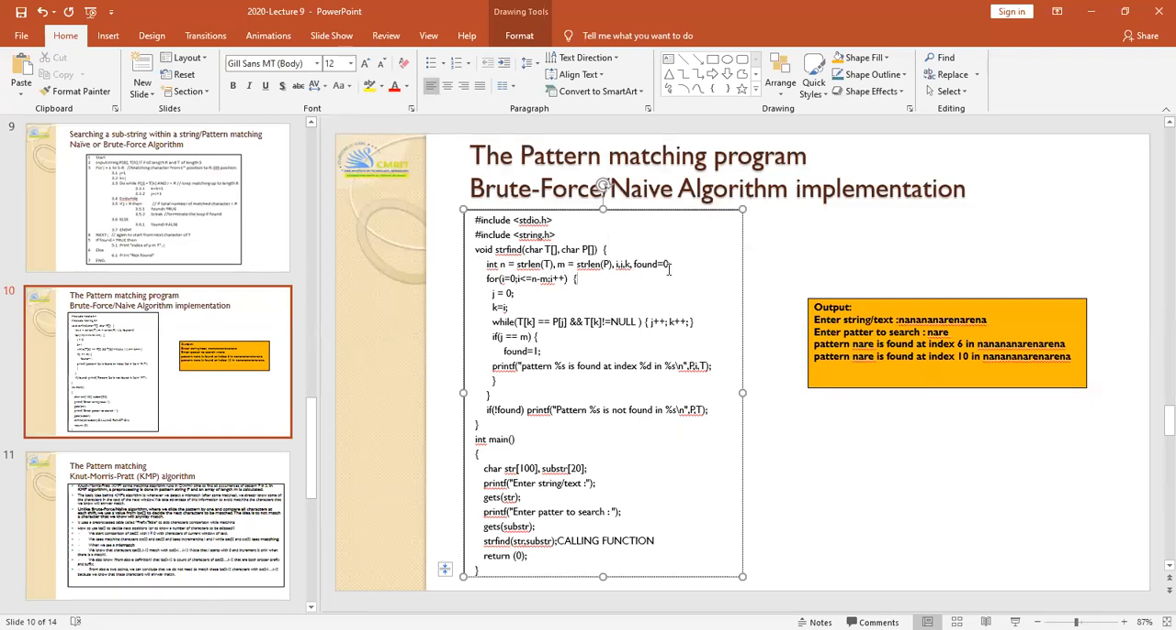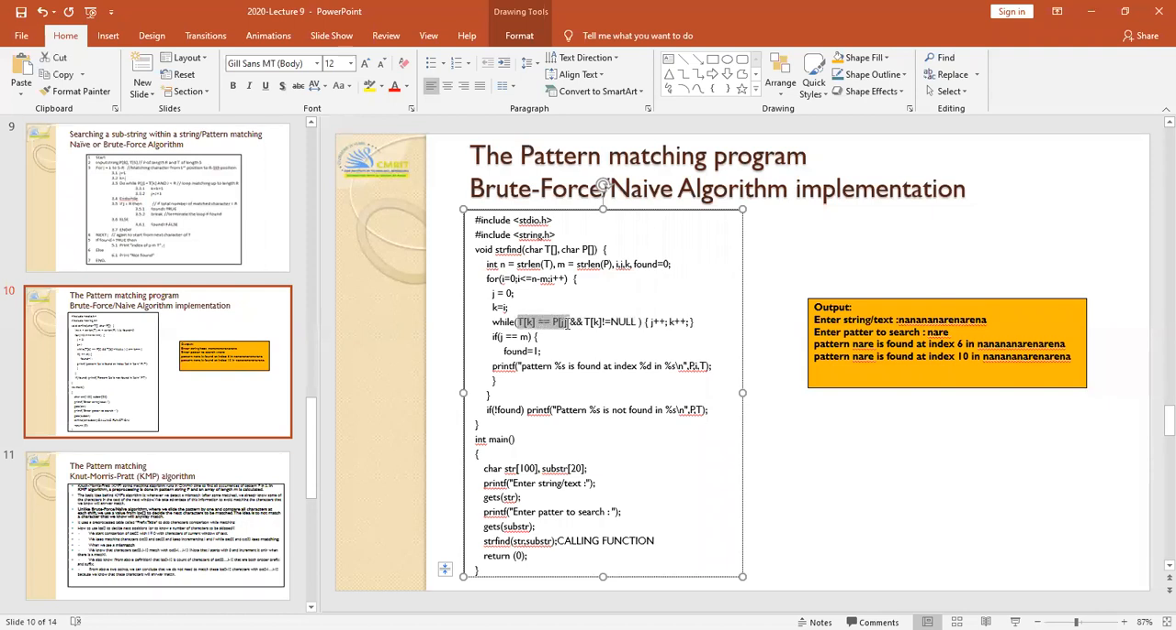Now you have taken a boolean variable found. Initially you start with i equal to 0 and go while i is less than n minus m. j will start with 0 and k will start with i. If t of k double equals p of j, that means the pattern string is compared with the complete string, and t of k is not equal to null, you will increment both j and k. Keep this in your mind, this one is enough.